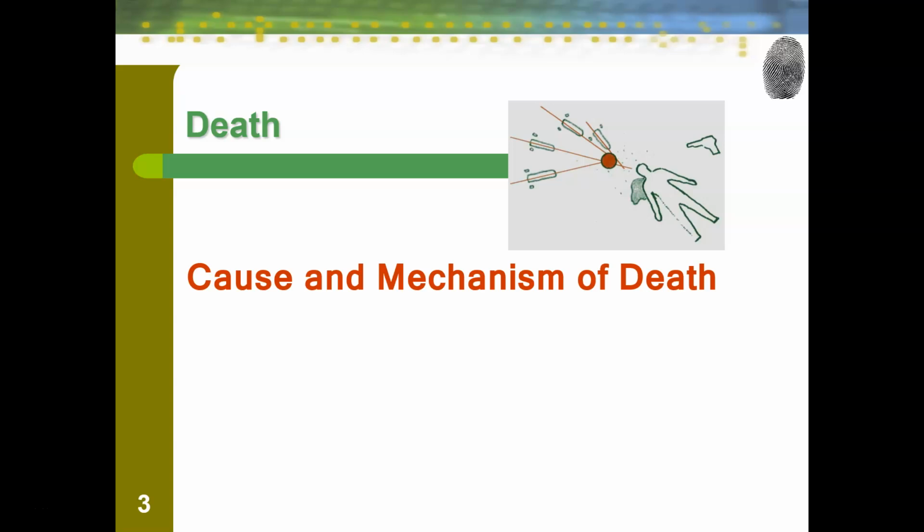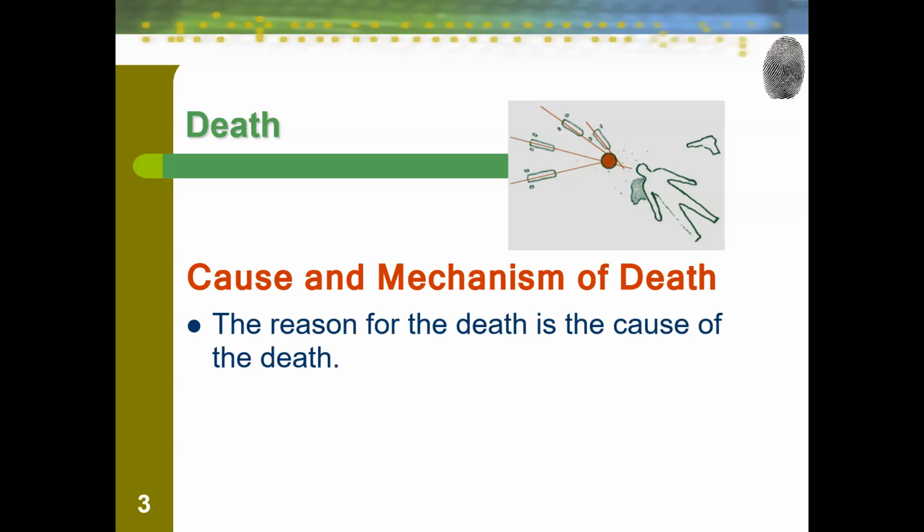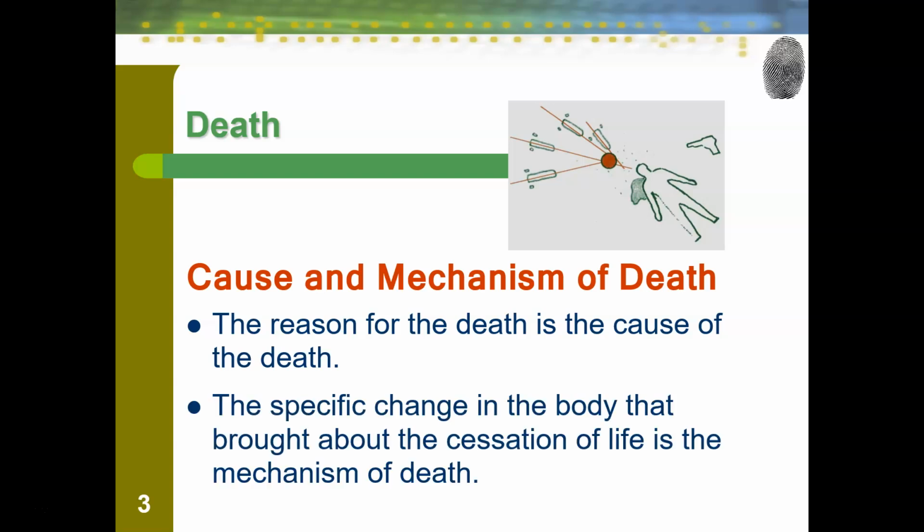On the other hand, we have cause and mechanism of death. The reason for the death is the cause of death. Meanwhile, the specific change in the body that brought about the cessation of life is the mechanism of death. So, for example, a gunshot wound might be the cause of death, but bleeding out is the mechanism of death, that the person lost so much blood due to the gunshot wound that they ended up dying, or that the gunshot wound severed their brainstem. So that is how they are different.